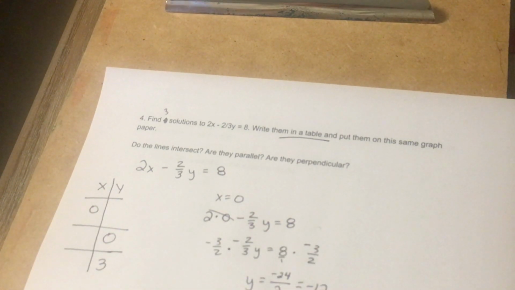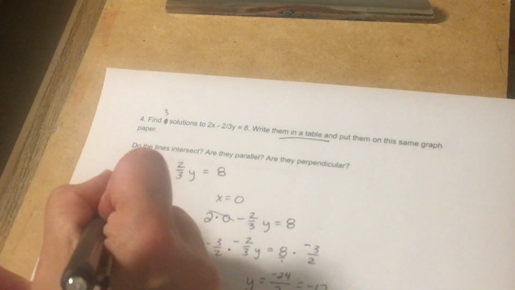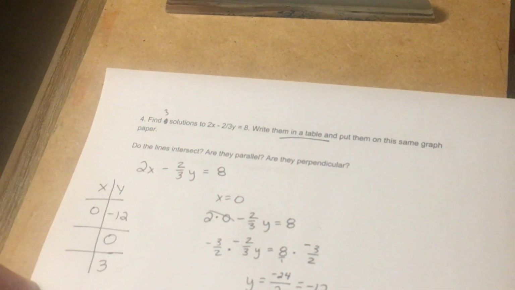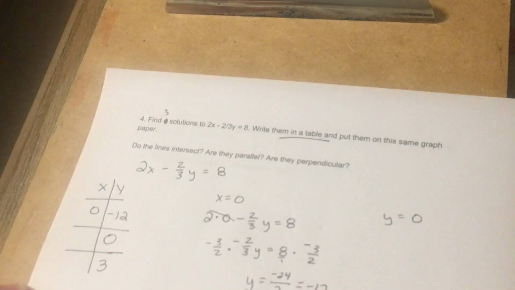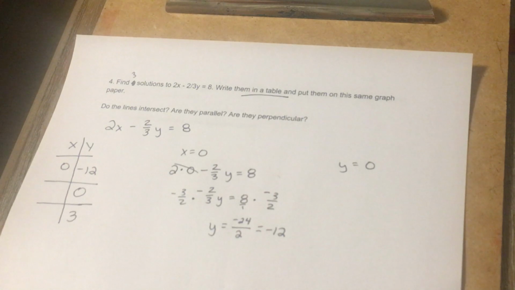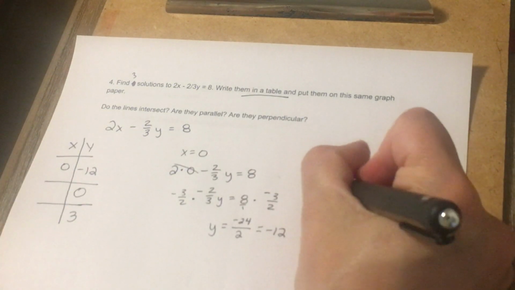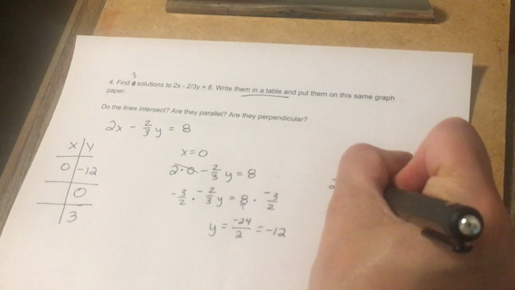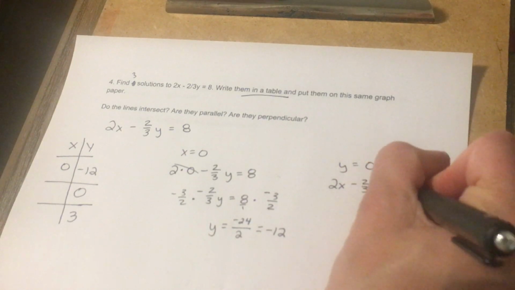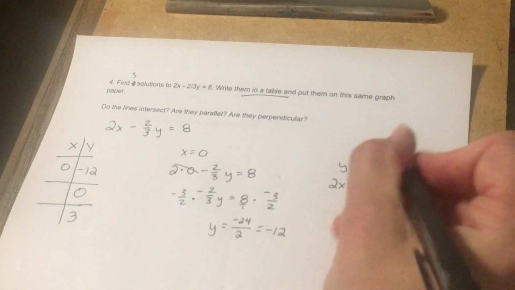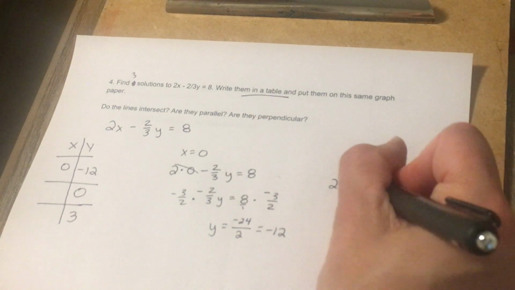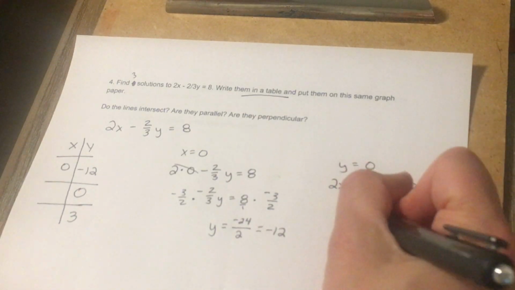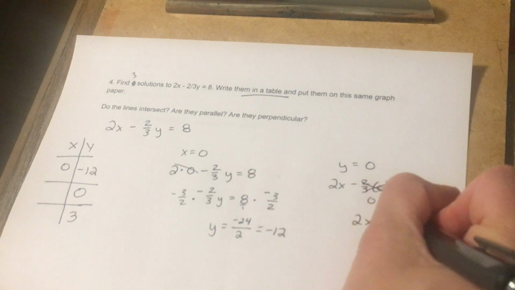-12. Ooh, we have another 12. Okay, so -12. Let's do y equals 0 now. So again, same formula: 2x minus 2/3 times 0 equals 8, because y equals 0 this time. 2/3 times 0 is 0, right? Minus 0 is, well, it's just 2x equals 8.